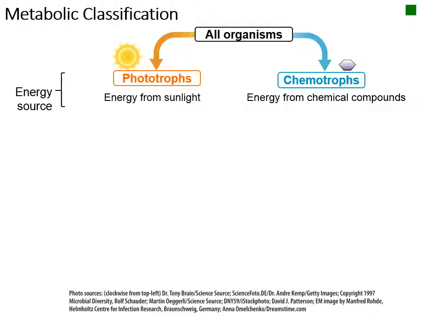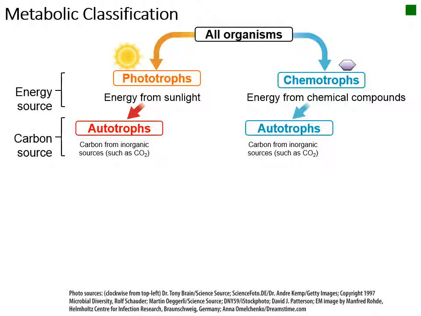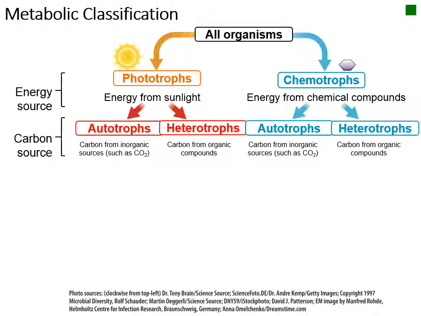All organisms can also obtain carbon in one of two ways. They can obtain it from inorganic sources, such as carbon dioxide. These organisms are called autotrophs. Or they can obtain it from organic molecules, such as carbohydrates. These are called heterotrophs.